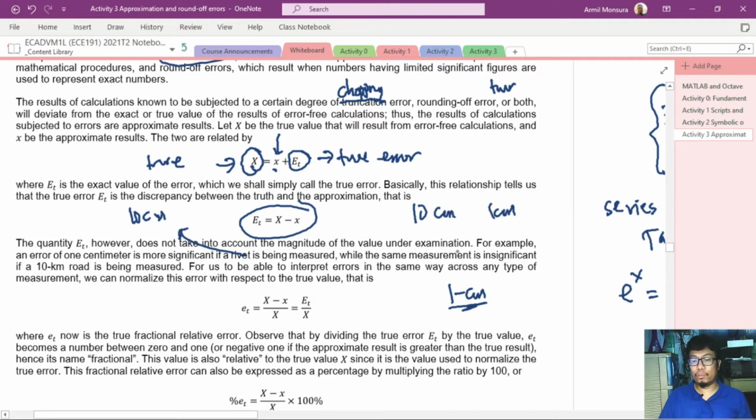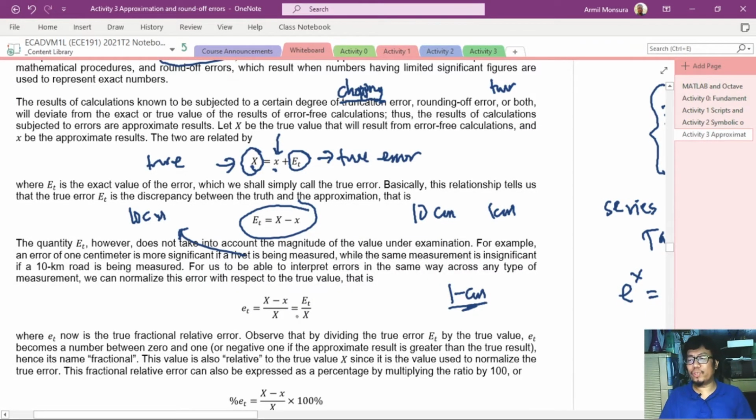Okay? Kung pinag-uusapan mo maliit na bagay. Okay? Pero kung pinag-uusapan natin is 10 kilometers, tapos makaka-measure ka ng 1 centimeter, napakaliit lang ng 1 centimeter kumpara mo sa 10 kilometers. So therefore, if we interpret error that way, iba yung interpretation.